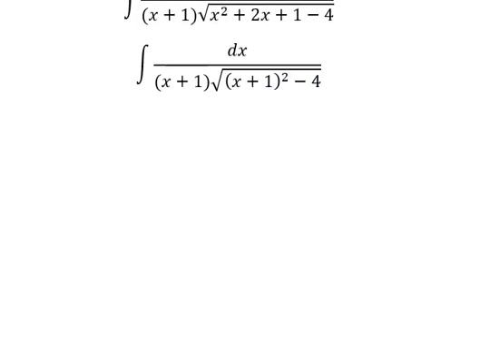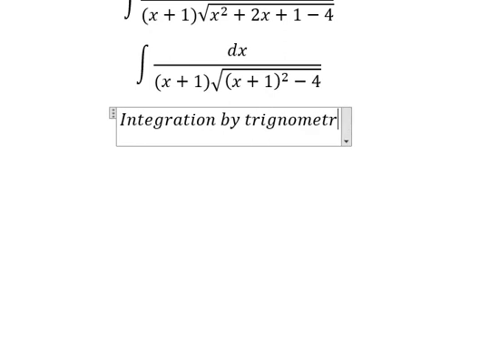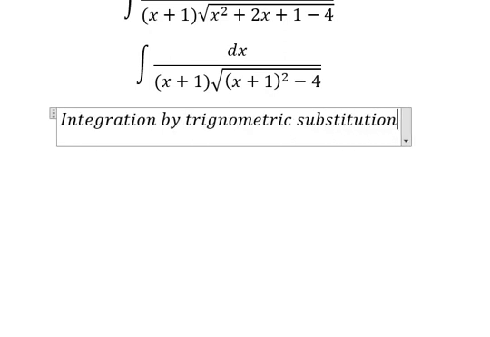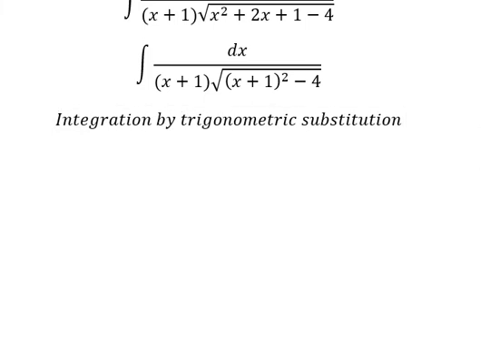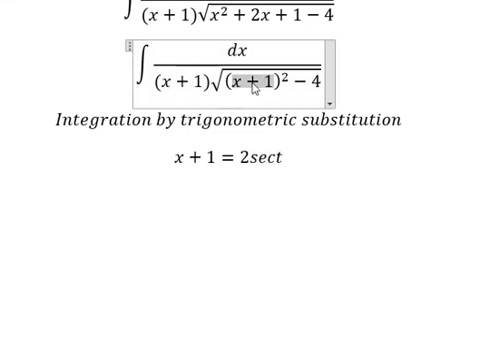Next, we can use integration by trigonometric substitution. So I will put x plus 1 equals 2 secant of t, because if I put this one here, we have 4 secant of t squared. Number 4, we can do factorization. Secant of t squared minus 1, we change by tan t squared, and later we simplify by dx.